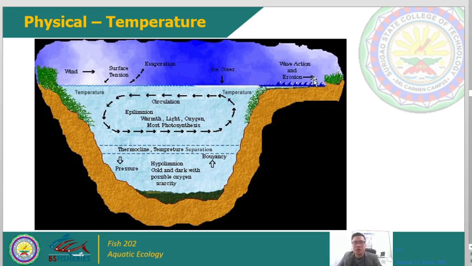And the wave action there and the circulation from the epilimnion. So this is the epilimnion basically, which has a characteristic of lighted, warmed, most dissolved oxygen are present here, and the photosynthesis will occur because of the light penetration. And the thermocline or the temperature separation, no? This is where the temperature is very abrupt, no? Paspas kayo ang changes sa temperature during area. And then the pressure and the buoyancy. Ang characteristic sa hypolimnion is cold and dark with a possible oxygen scarcity.